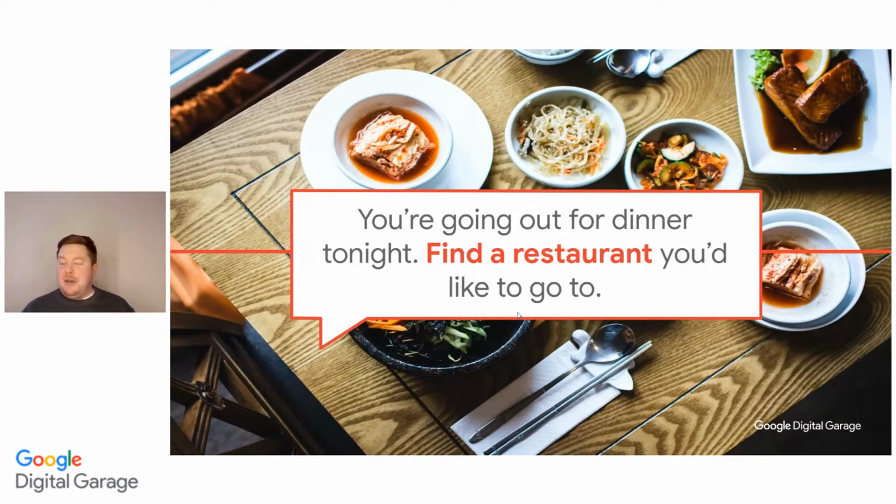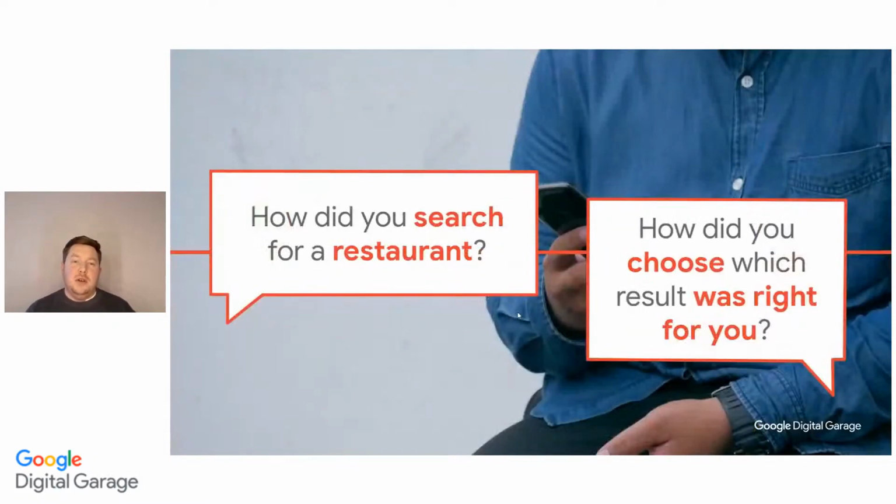And the reason we talk about this is because there's so many different factors that could affect you choosing that restaurant. So the main thing you want to do is you want to find the result and choose the one that's right for you. So how did you search? Did you type it in Google? Did you go to Google Maps? Did you go to the search engine? Did you go to maybe a restaurant app? So how did you choose the one that was right for you?